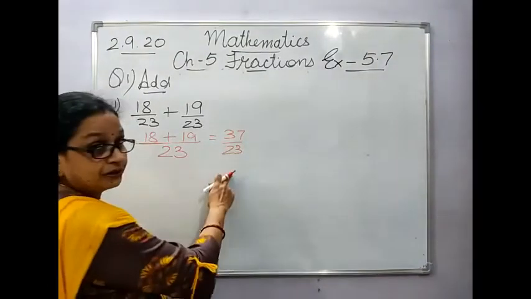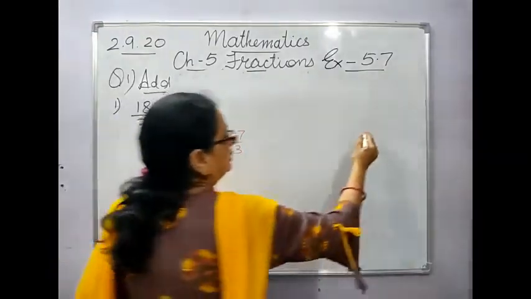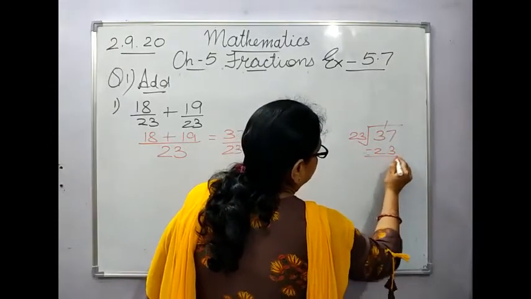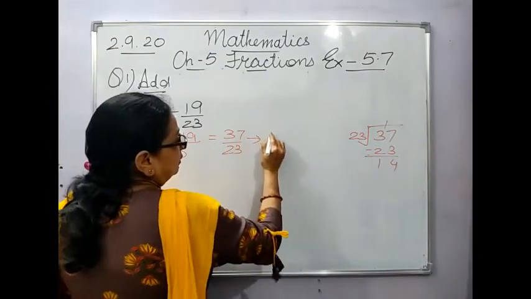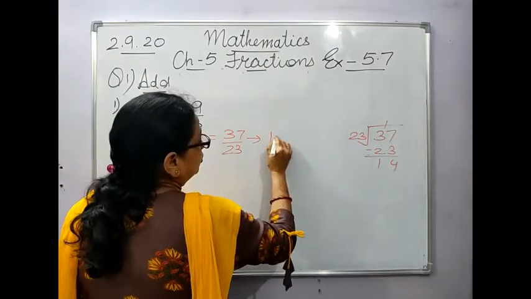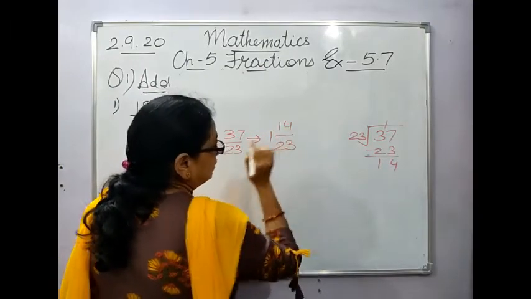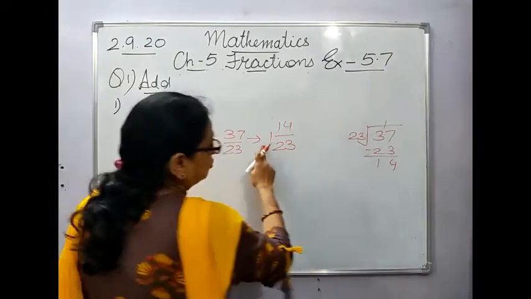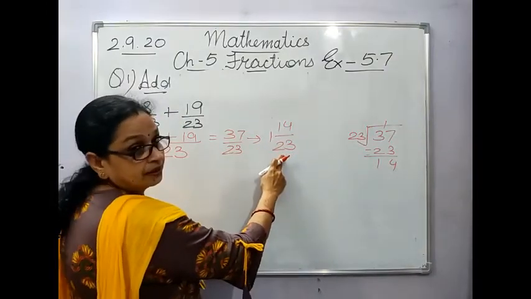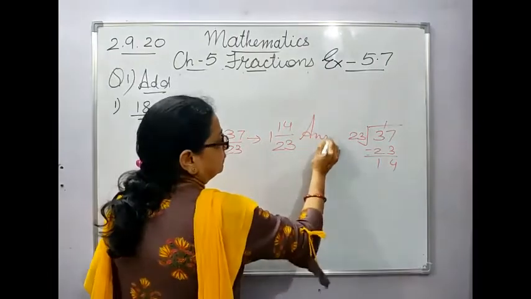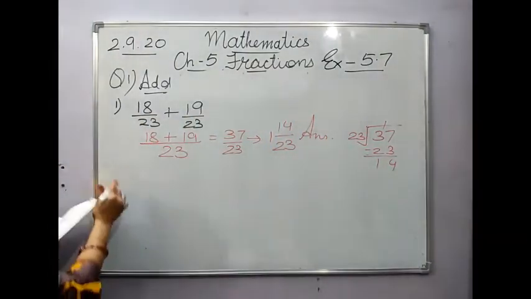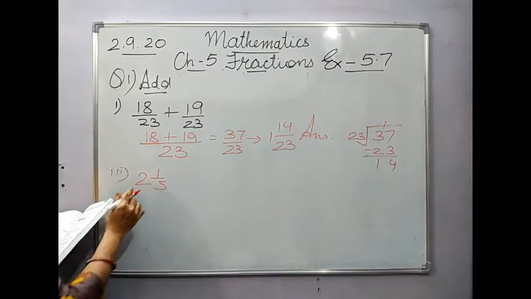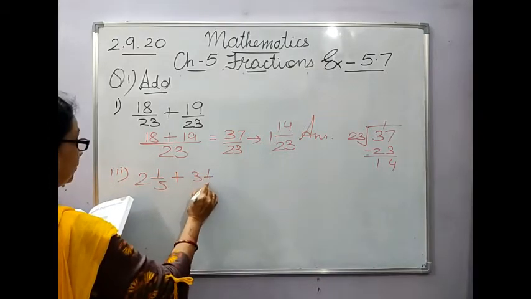Now how will you reduce? Because it is an improper fraction, you usually divide in rough. It will be one whole number 14 upon 23. One whole number, this is your quotient, this is remainder, and this is your divisor. This is your answer. Same way I'll do the third one. 2 whole number 1 upon 5 plus 3 whole number 1 upon 5.